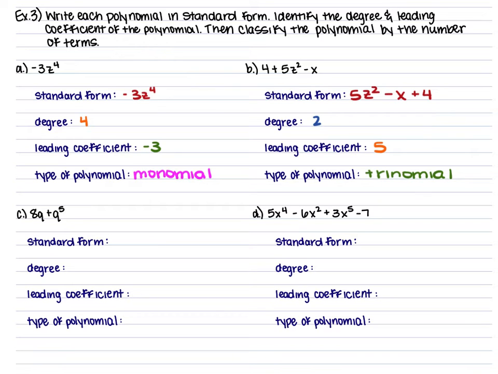For example C, we are given 8q plus q to the 5th power. So to put this in standard form, this is just going to be q to the 5th power plus 8q. The degree of this polynomial is 5. The leading coefficient is 1. And the type of polynomial, it's 2 terms, so it's a binomial.